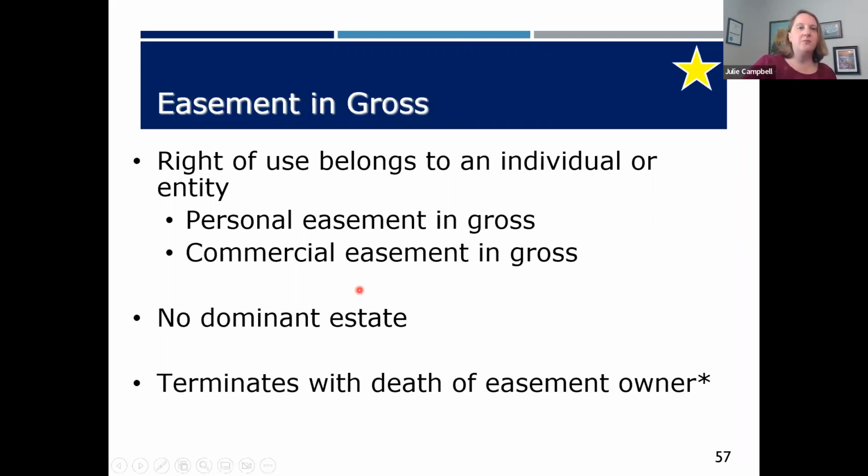A commercial easement in gross is generally used by an entity. This is where Duke Power Company comes into play, or R&R Railroad. You may have power poles or railroad tracks along your property. They have permission to be there through a commercial easement in gross.